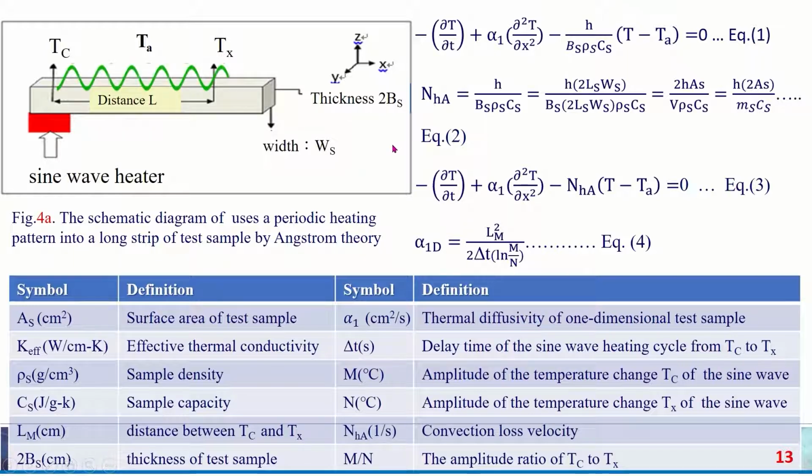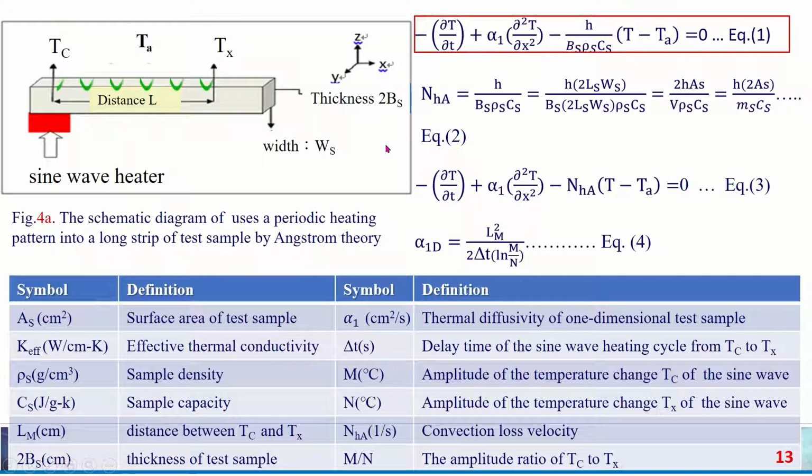When applying a periodical sine wave heating at point T sub c, this sine wave propagates from T sub c to the second point T sub x. The governing equation of the Angstrom one-dimensional control volume can be expressed as equation 1. After the calculation is simplified by the separation of variables method, the thermal diffusivity of the object to be tested can be calculated by the heat transfer formula, equation 4.